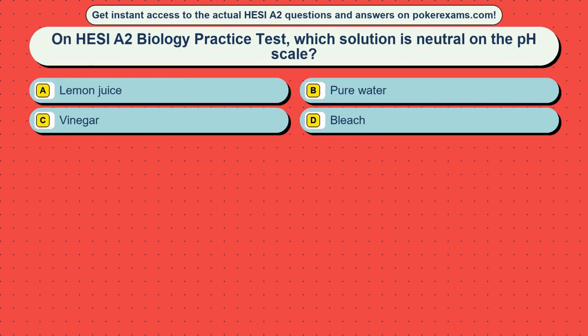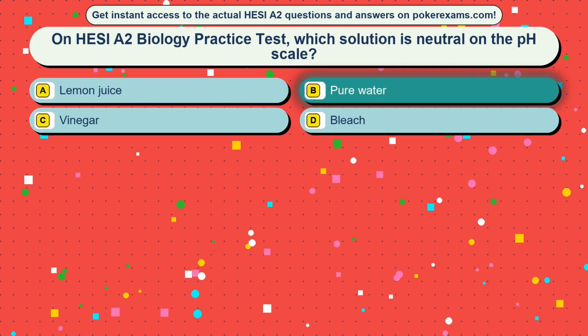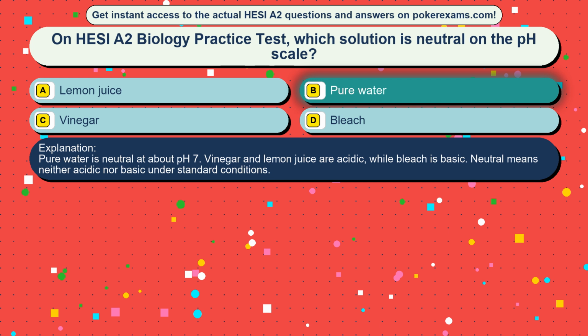Question 24. On HESI A2 Biology Practice Test, which solution is neutral on the pH scale? Option A, lemon juice. Option B, pure water. Option C, vinegar. Option D, bleach. The correct answer is option B, pure water. Pure water is neutral at about pH 7. Vinegar and lemon juice are acidic, while bleach is basic. Neutral means neither acidic nor basic under standard conditions.